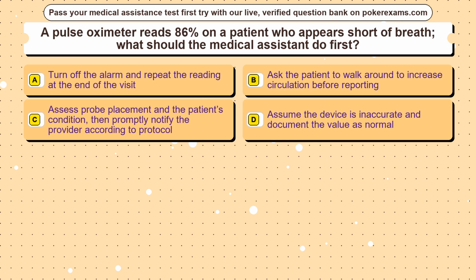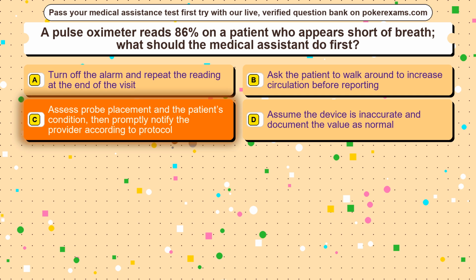Question 85. A pulse oximeter reads 86% on a patient who appears short of breath. What should the medical assistant do first? Option A. Turn off the alarm and repeat the reading at the end of the visit. Option B. Ask the patient to walk around to increase circulation before reporting. Option C. Assess probe placement and the patient's condition, then promptly notify the provider according to protocol. Option D. Assume the device is inaccurate and document the value as normal.